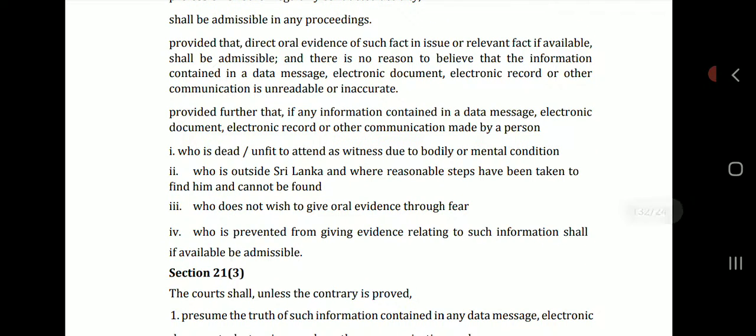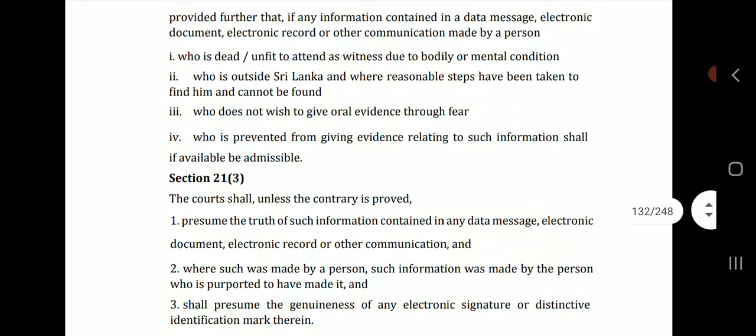So, where the person is dead, unfit to attend, who is outside Sri Lanka and where reasonable steps have been taken to find him but he cannot be found, who does not wish to give oral evidence through fear, who is prevented from giving evidence, such information shall be admissible.